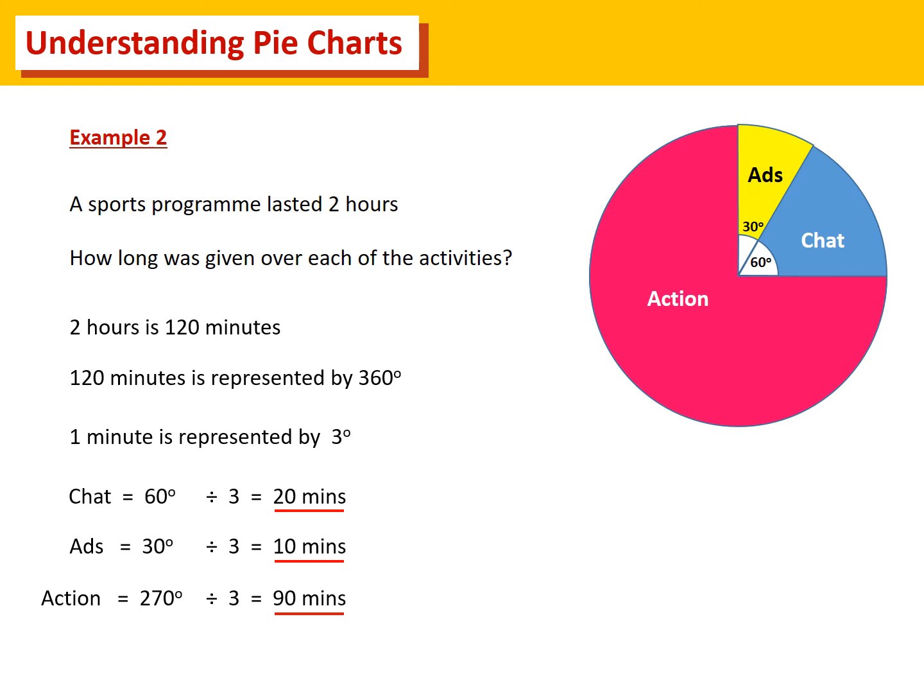So that is a different way of doing example 2. And that's how we work out from a pie chart the information required for each of the sections.